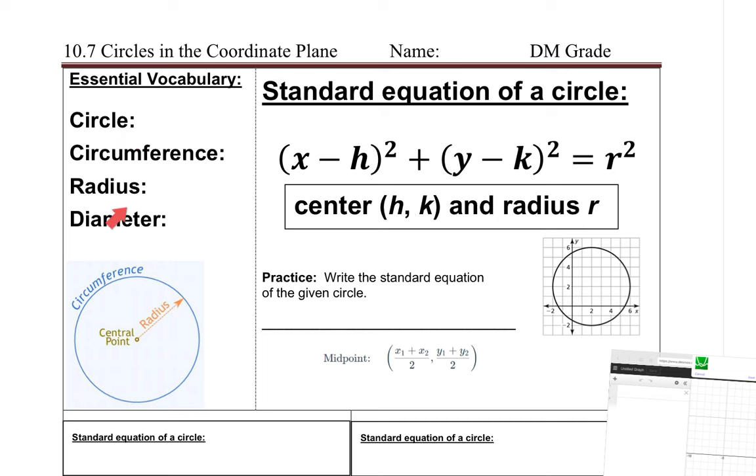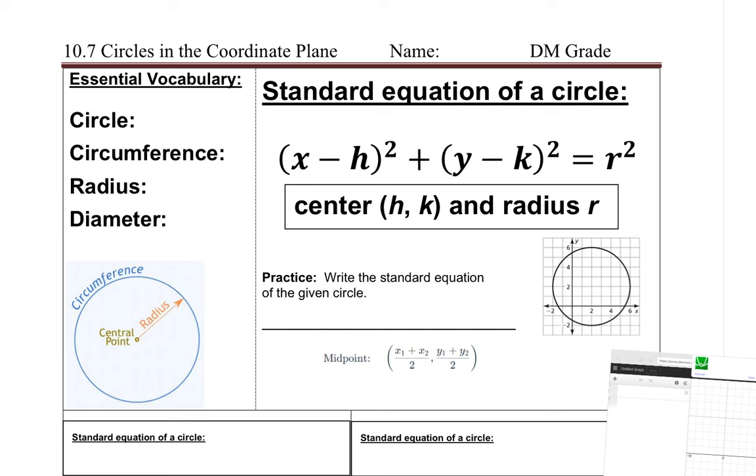I'd like you to pause this and see if you know the basic definition of circle, circumference, radius, and diameter, if you had to describe it to somebody. So maybe write it with a whiteboard marker on your desk for just a moment. All right, well, hopefully you tried that. Let's go through these. First off is a circle.